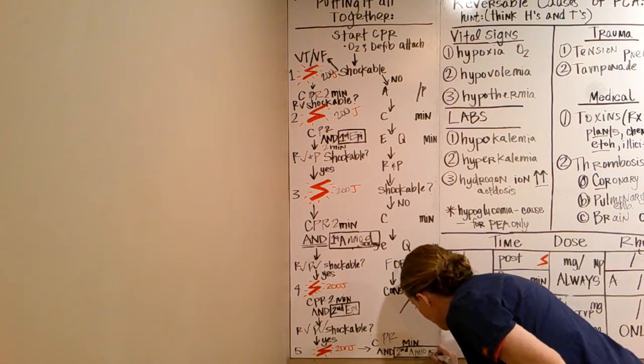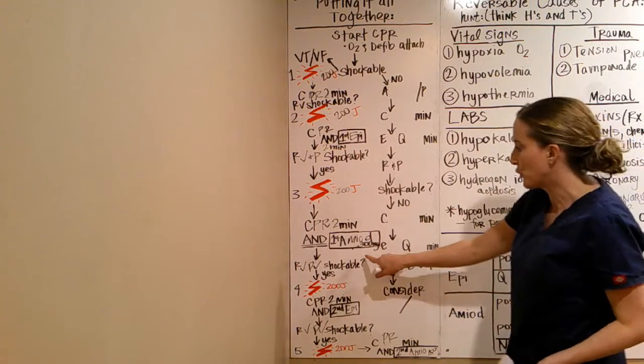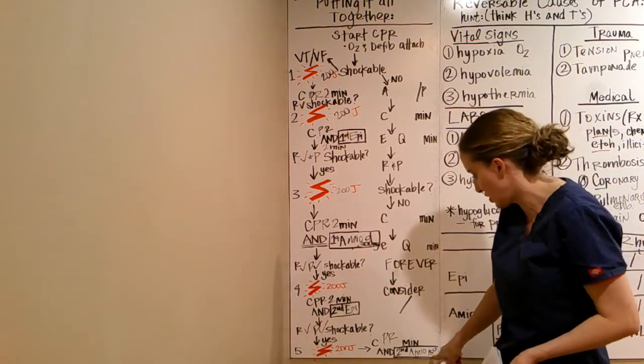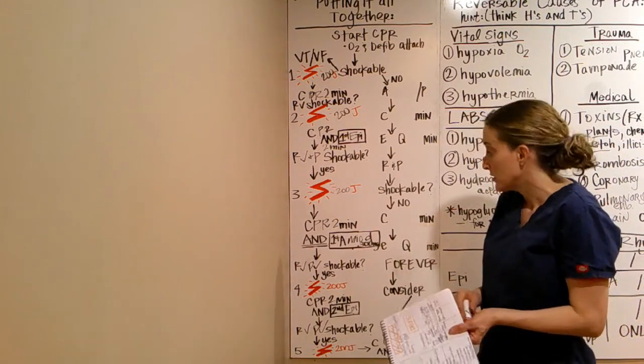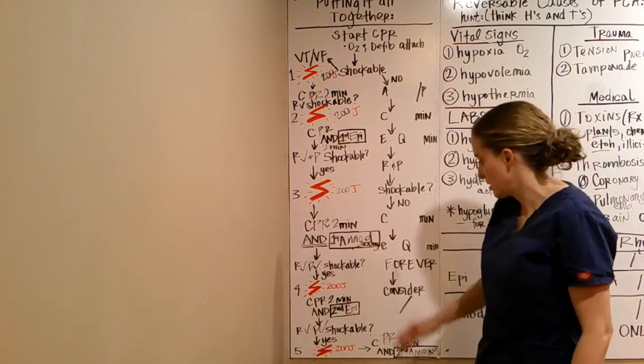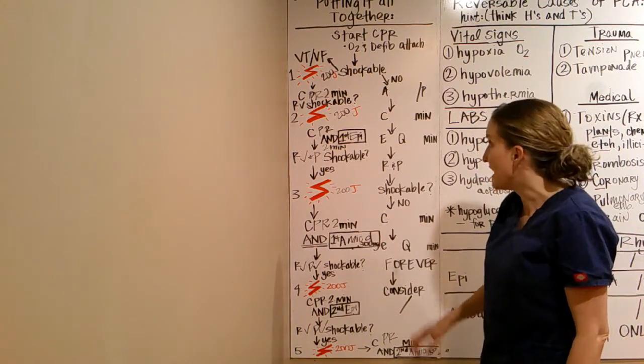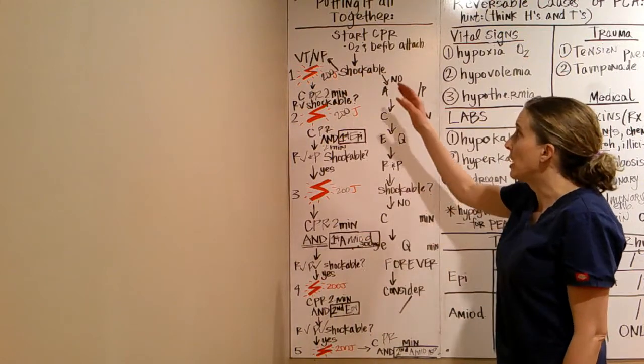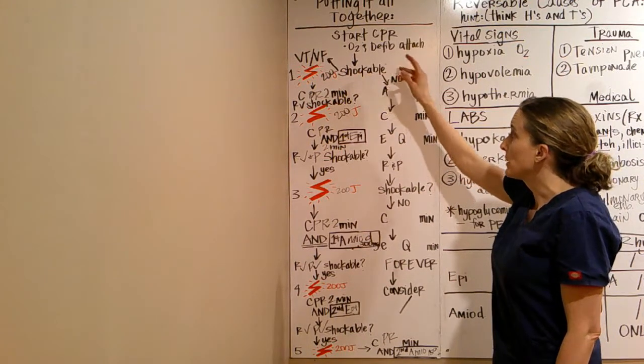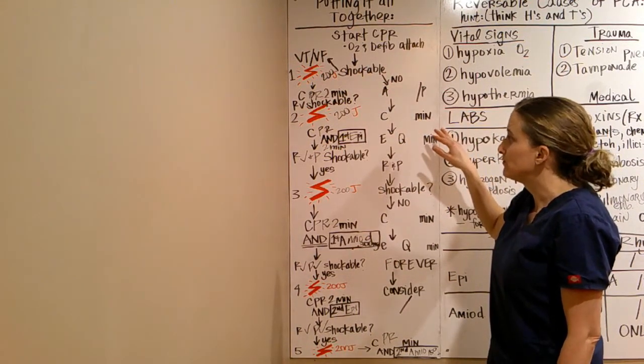And that's at 150 milligrams. So the first dose of amiodarone is 300, second dose is 150. So kind of easy to remember, the first dose is more, second dose is half. Now let's do the other side of the algorithm.